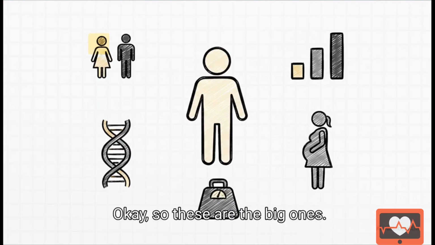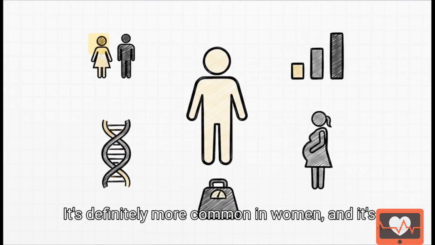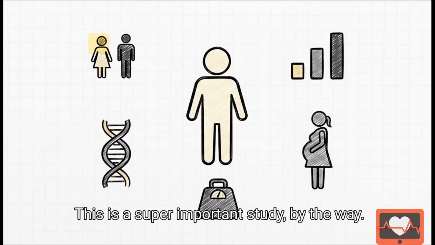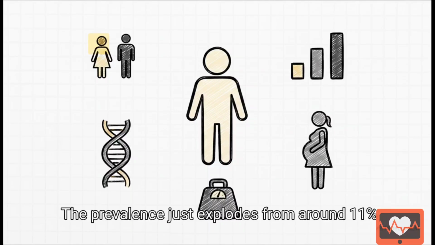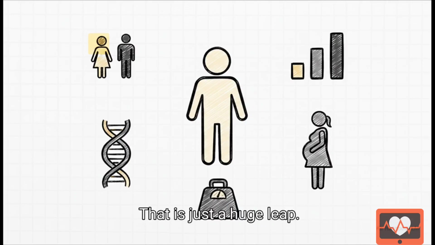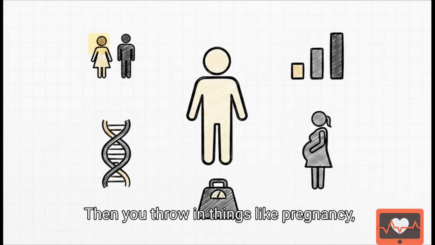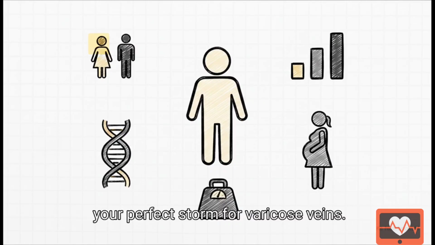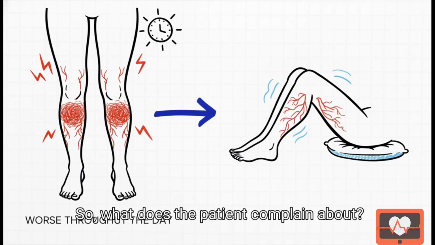Okay, so these are the big ones. It's definitely more common in women, and it's strongly tied to getting older. I want you to look at these numbers from the Edinburgh Vein Study. This is a super important study, by the way. The prevalence just explodes from around 11% in young folks to over 55% in the 55 to 64 age group. That is just a huge leap. Then you throw in things like pregnancy, family history, and a higher BMI, and you've got your perfect storm for varicose veins. So what does the patient complain about?